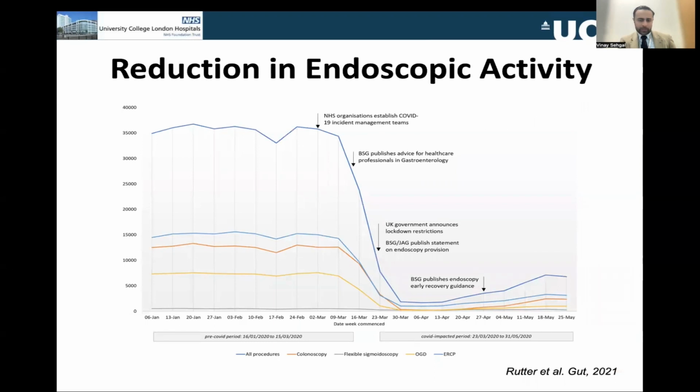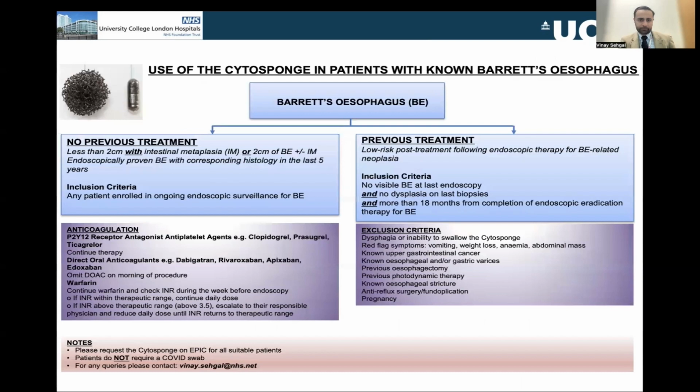This figure here really sets the scene for our work with the Cytosponge in a real-world setting. So we knew that during the pandemic, there was a significant reduction in endoscopic activity, meaning we had to rationalize our very scarce endoscopic resources at the time. Surveillance endoscopy fell by the wayside, and we therefore were left with a dilemma with how we rationalize endoscopic procedures for those patients in whom surveillance was overdue. Our idea was to use the Cytosponge, that I will describe shortly, to help mitigate against this.